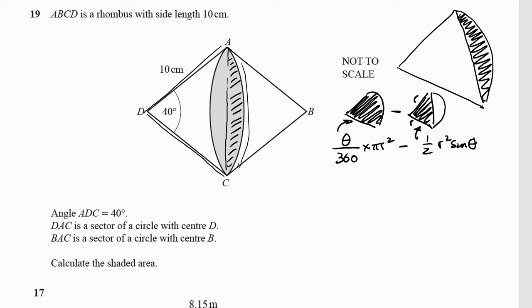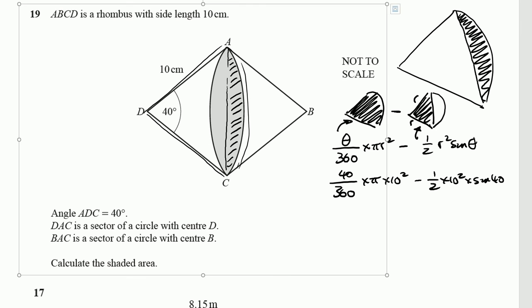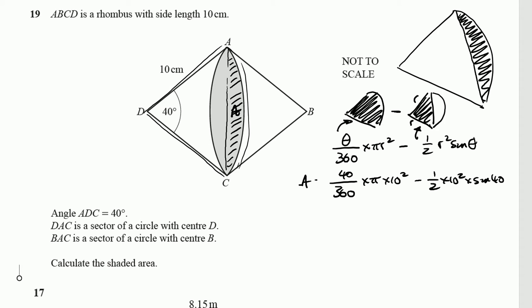And essentially once I've worked that out, I can double my answer because it'll be exactly the same on the other side. So I've got 40 over 360 times pi times 10 squared minus a half times 10 squared times sine 40. And that's the area of one of those shaded bits. I'm going to call this A, so it's got a name. And that's all going to go into my calculator all at once.